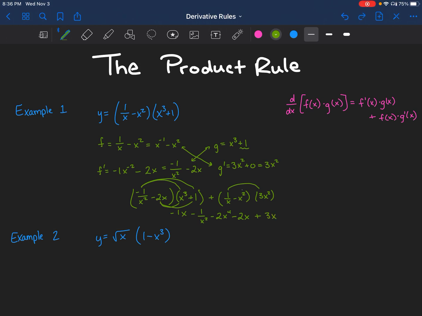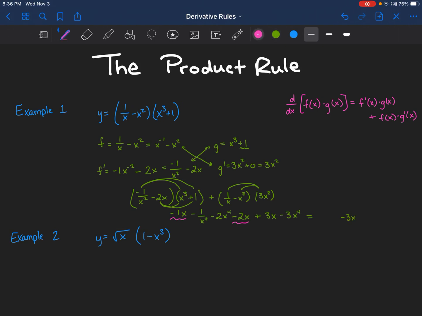And then we're going to have negative x squared times 3x, so it's going to be negative 3x to the fourth. Like I said, I do want to try to simplify as much as possible, so let me highlight a few things that can get combined. We've got a negative x and a negative 2x, so I know that's going to make a negative 3x. I'm going to put that in the middle for a reason.